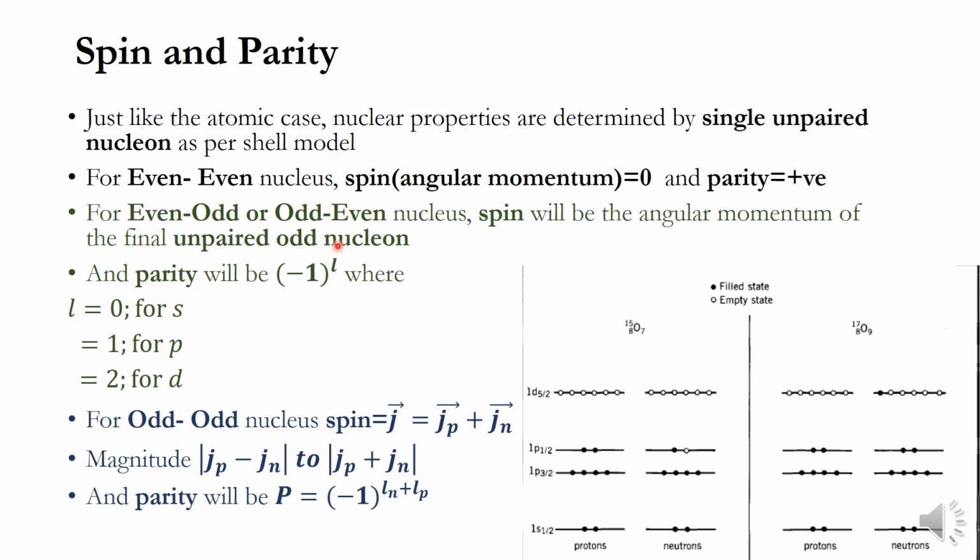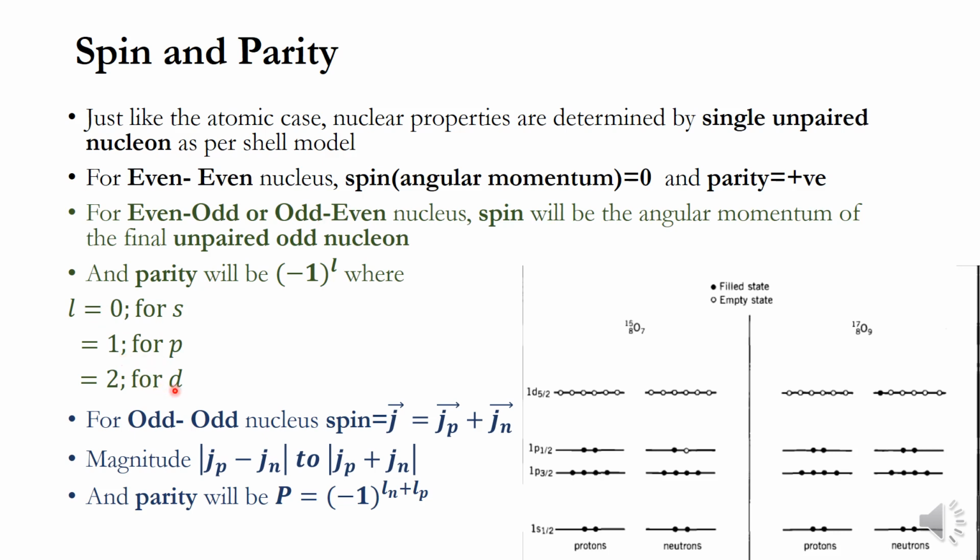And the parity in that case will be (-1)^L, where L is the orbital quantum number corresponding to that finally filled unpaired odd nucleon, where L is equal to 0 for the S orbital, 1 for P, 2 for D, and so on.